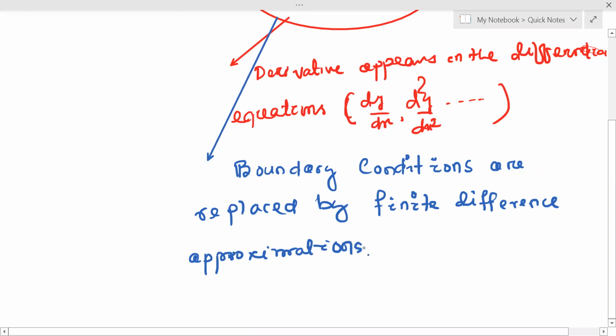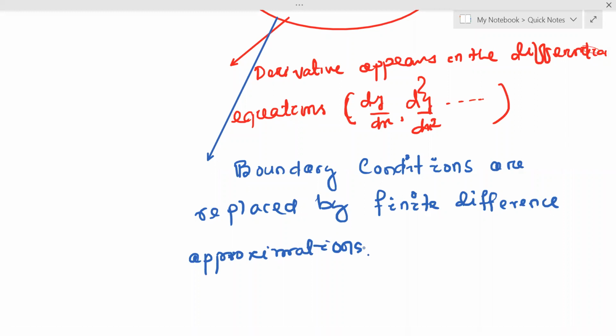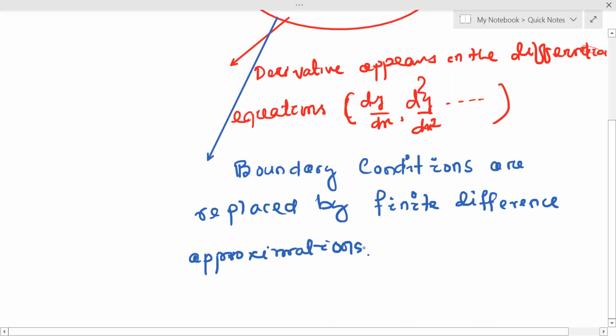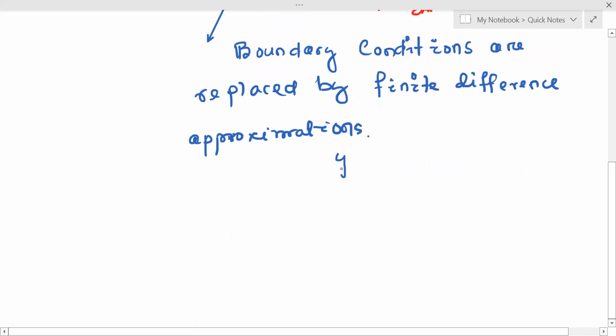So what is the finite difference scheme? Now, the finite difference scheme includes the differential equation and the boundary conditions also must be there. We have already discussed the boundary conditions in the previous class. Boundary conditions mean y of x0 is equal to a and y of xn is equal to b. This one is the boundary conditions.